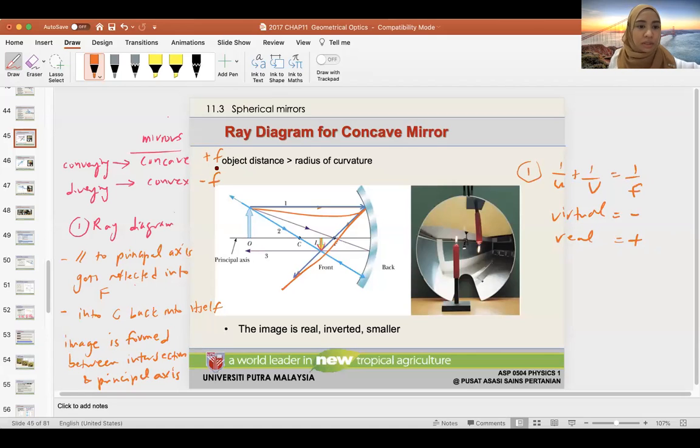You don't have to memorize whether it's concave or convex, but you need to know that if it's a converging mirror, it's a positive f, and if it's a diverging mirror, it's a negative f. Then another equation is magnification, which is the height of the image over the height of the object equals minus v over u. Again, v is the distance of the image to the mirror, and u is the distance of the object to the mirror. So that was on mirrors.